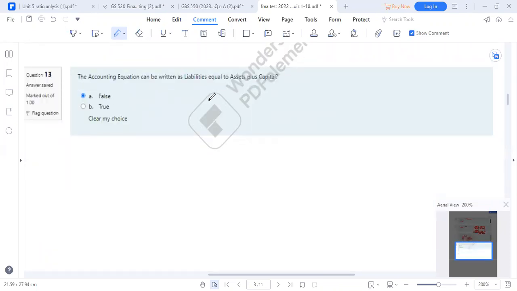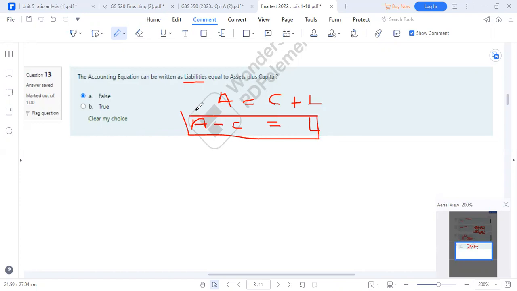Accounting equation. Who remembers the accounting equation? Assets is equal to what? Capital plus liabilities. You can rewrite this in any other way. So if you want to make liabilities the subject, we leave liabilities there, the assets will remain there, minus what? The capital. So this is another way you could take it. So assets plus makes it wrong. So here it is false.